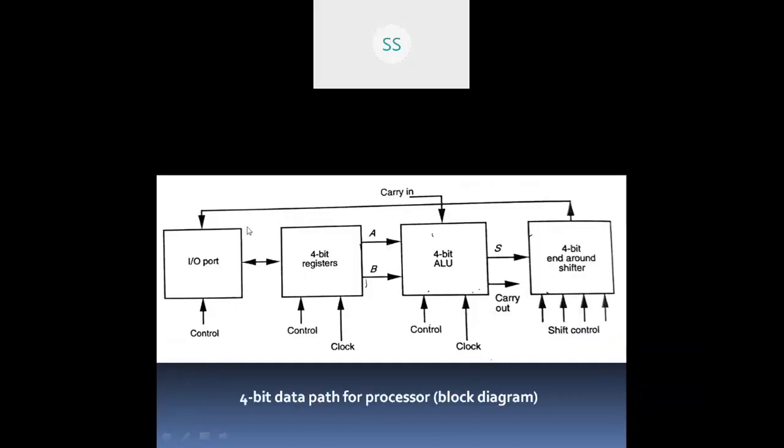This is the overall 4-bit data path of the processor. It has an IO port, 4-bit registers, then a 4-bit ALU block, then a 4-bit end-around shifter. With the help of these blocks, with control as well as the clock, the previous process can be performed. This is known as the 4-bit data path for the processor. The directional lines indicate the flow of the data as well as the control.